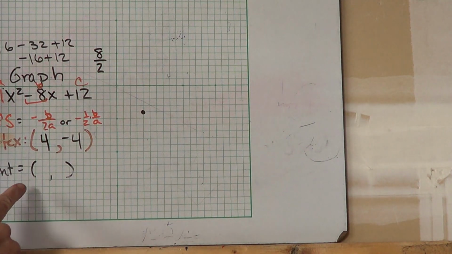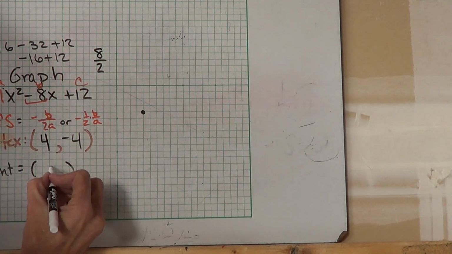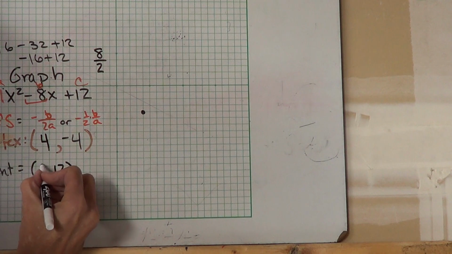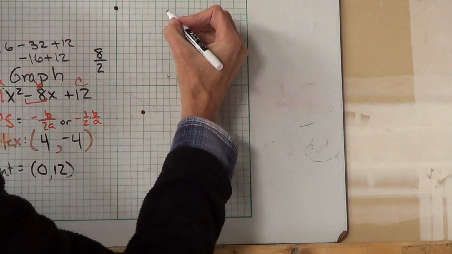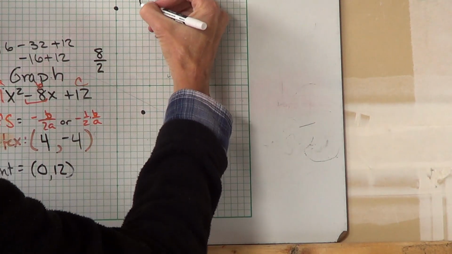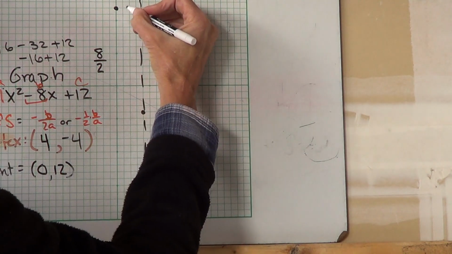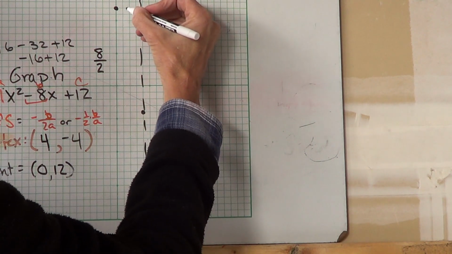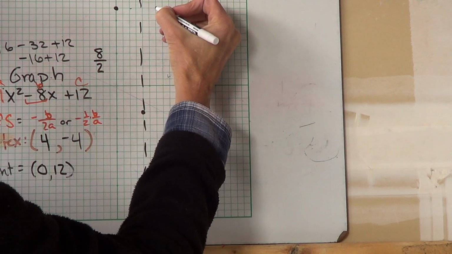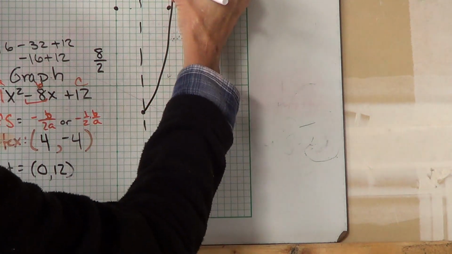And now my y-intercept's visible in the standard form. It is 12. So 0, 12. So I come up to 12. And that's where it would cross. This is my axis of symmetry. So I can just go equal number of distance over here. 1, 2, 3, 4. 1, 2, 3, 4. Right there, and now I can connect my points.